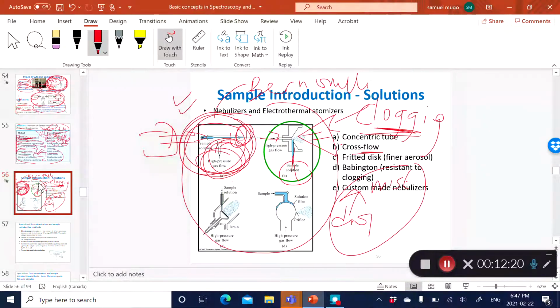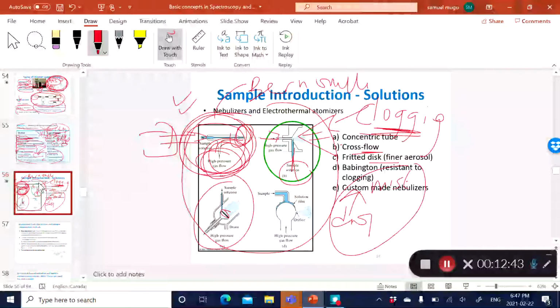Now, the third type of pneumatic nebulizer here is what you refer to as a fritted disc. As the name suggests, you've got the high pressure gas going through a frit, and a frit is just a porous material. Then you've got the sample being pumped across that frit. As you can imagine, there's a collision between the high pressure gas and the solution flow, and of course, you get a mist as well.